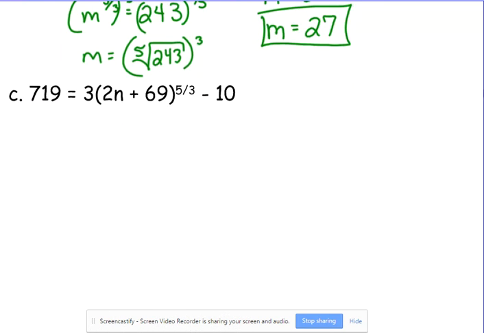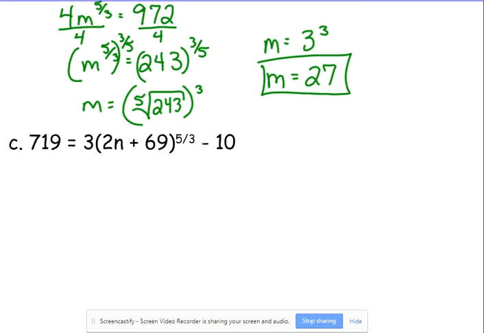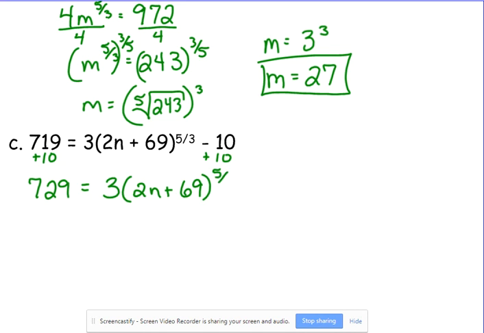All right, a little bit longer problem here. 719 is equal to 3 times 2n plus 69 to the 5/3 minus 10. So add 10 to both sides. 729. What next? Divide by 3. So what? 243 again. Very popular number here.